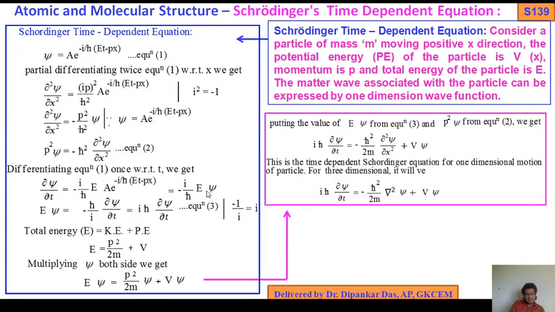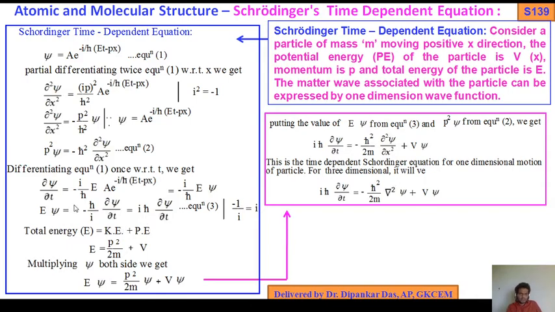E psi equals to h bar comes here, minus h bar by i del psi by del t. So finally we can write E psi equals to minus h bar by i del psi by del t, or we can write i h bar.